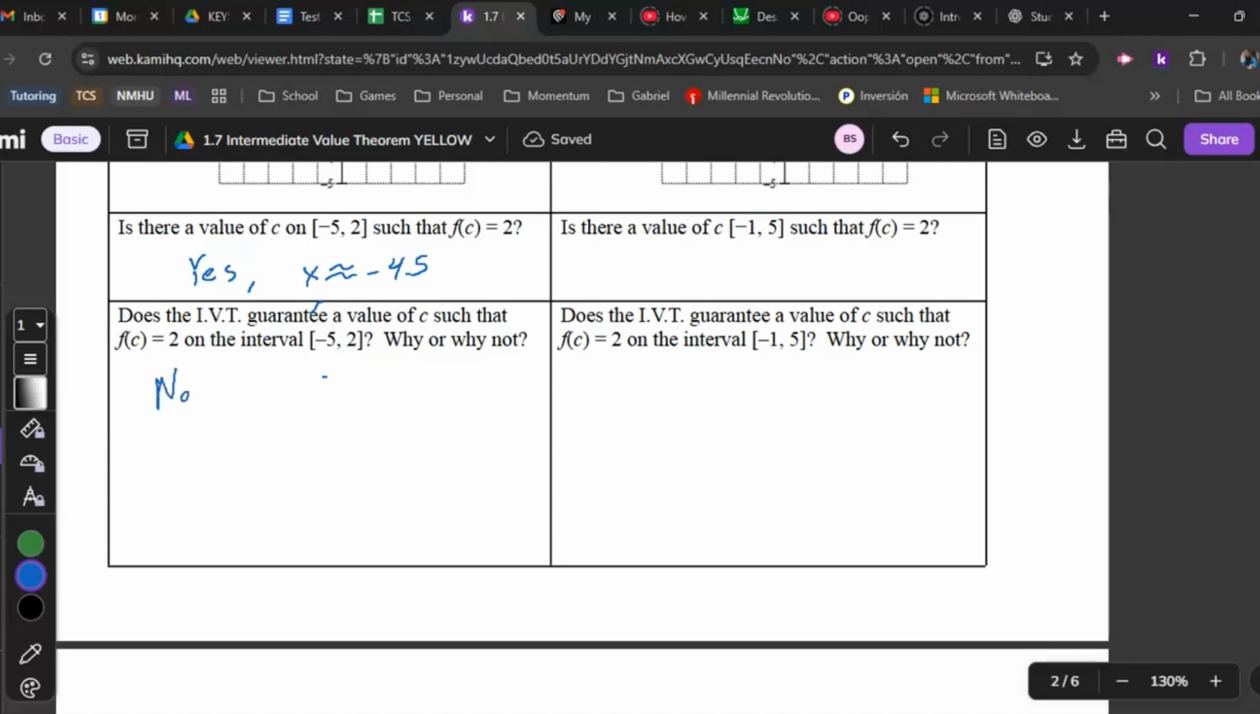We're going to say no, f of x is not continuous on the interval -5 and 2, right?